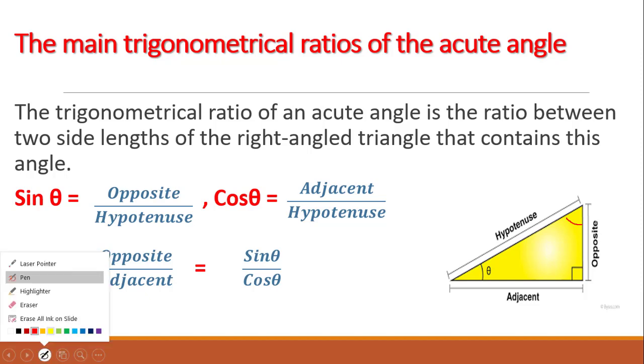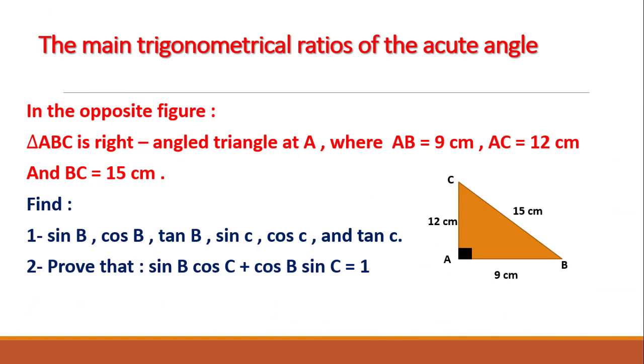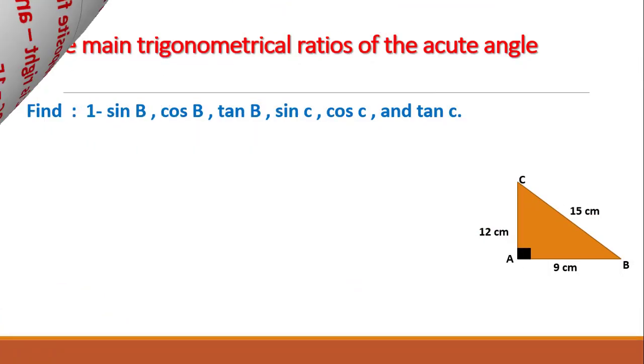Okay, let's take an exercise. Here I have a right angle triangle ABC. It's a right angle triangle at A. AB is 9 centimeters, AC 12, and BC 15 centimeters. I want number 1. Find sine, cosine, and tan for the two angles B and C. Okay, let's start with number 1.